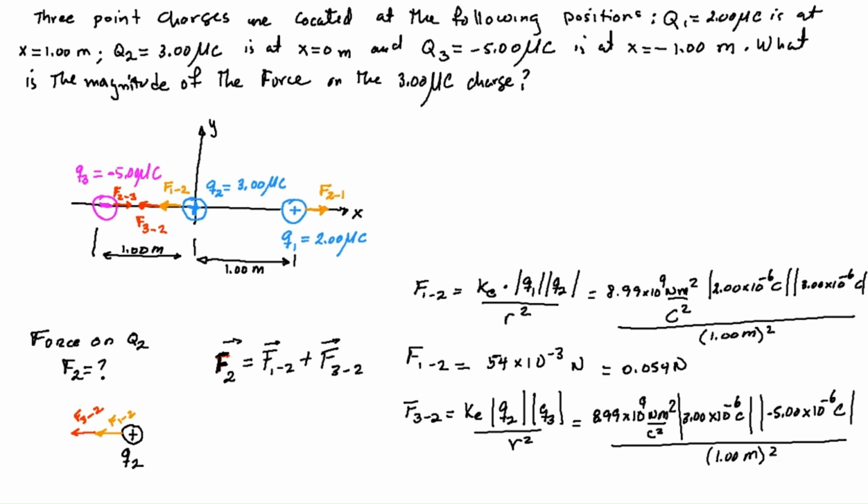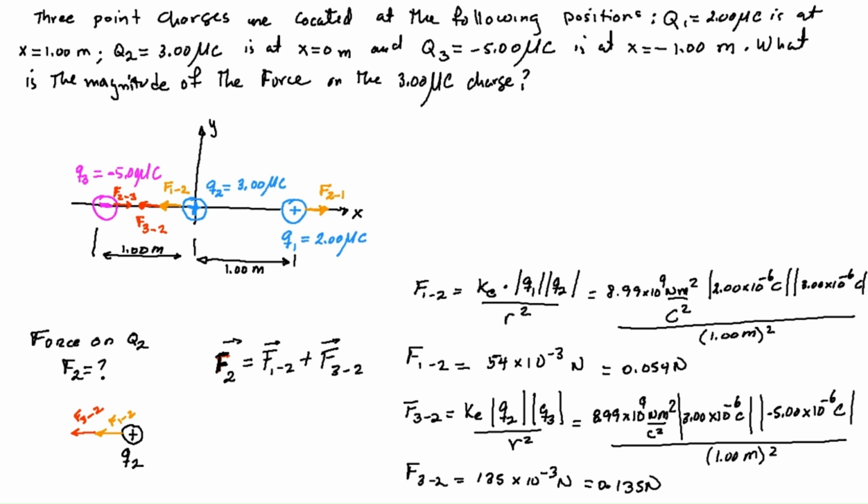And then when you do this calculation now, you get that the force of 3 on 2 is approximately 135 times 10 to the negative 3 newtons, so it is 0.135 newtons. So you found the force that 1 exerts on 2, and the force that 3 exerts on 2.